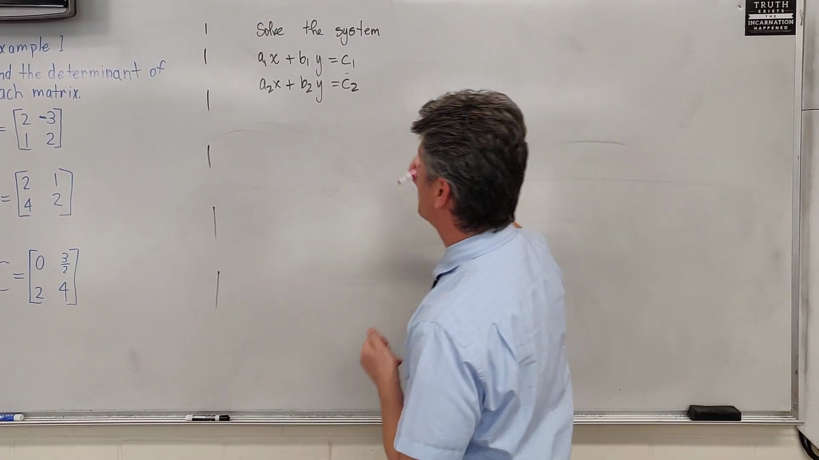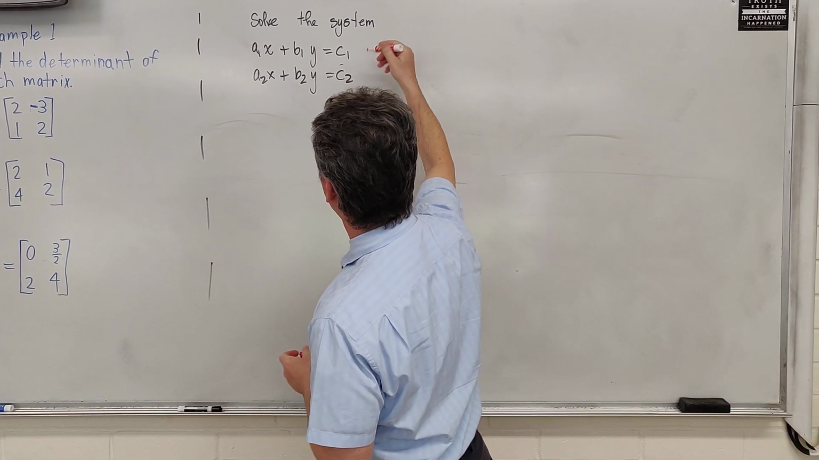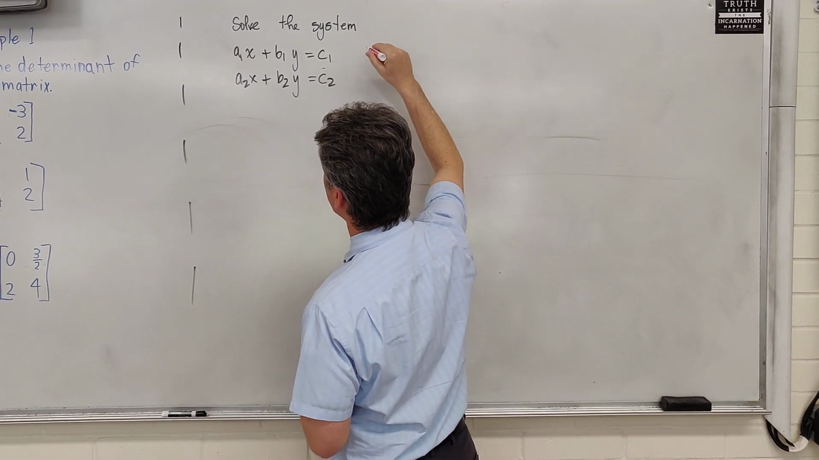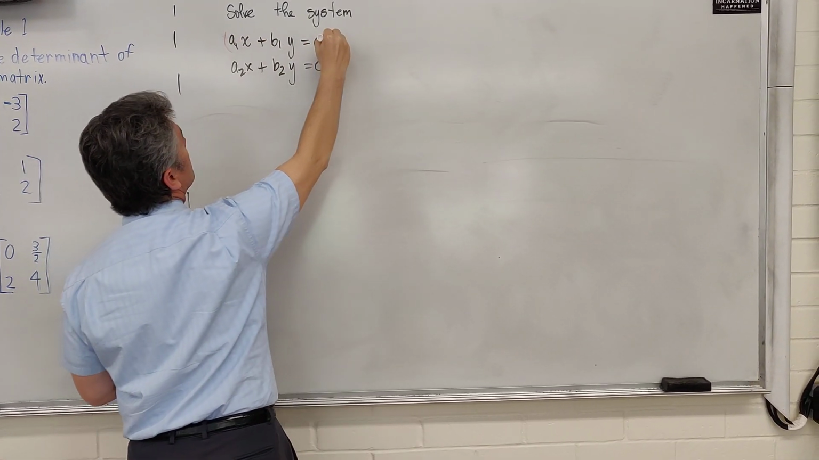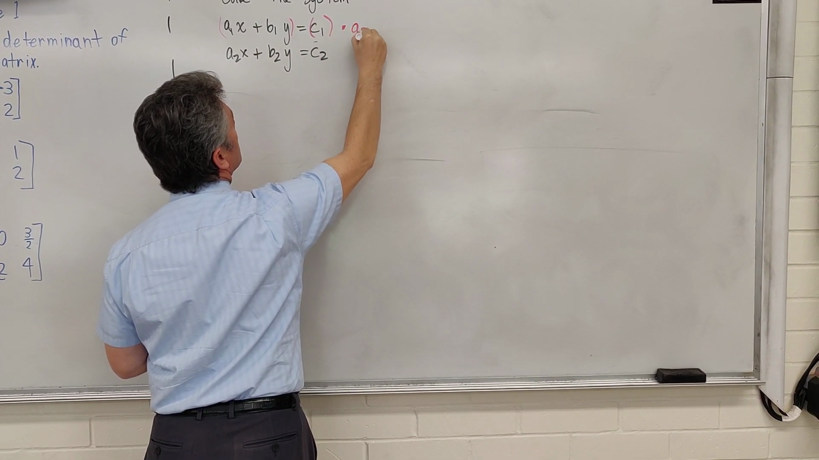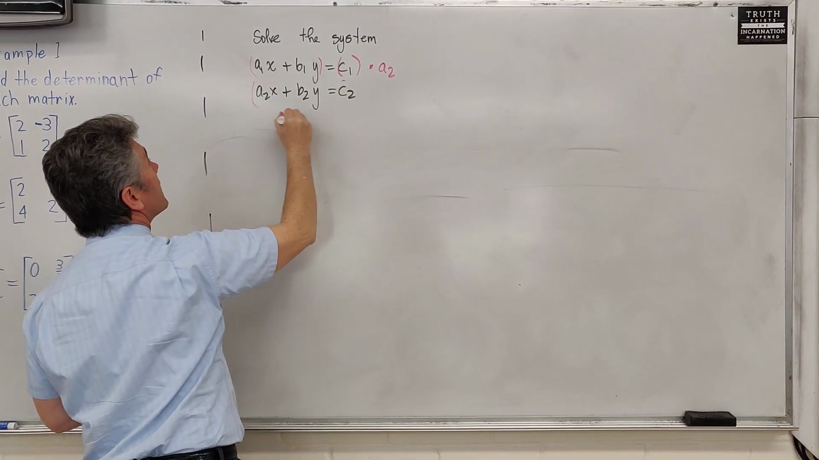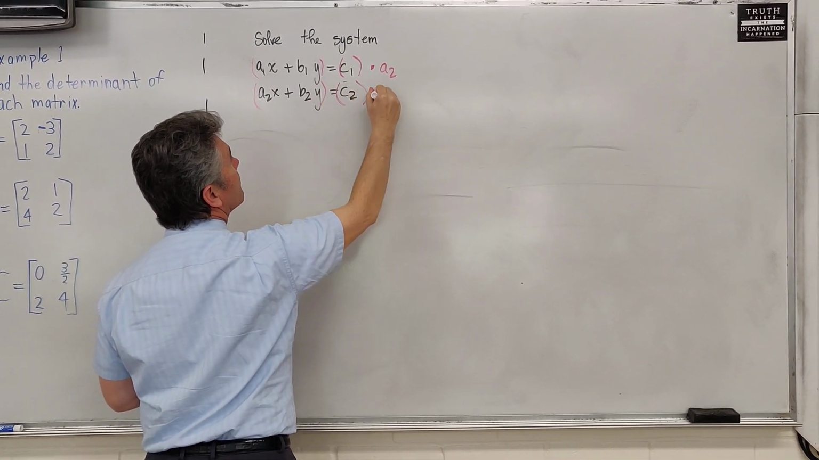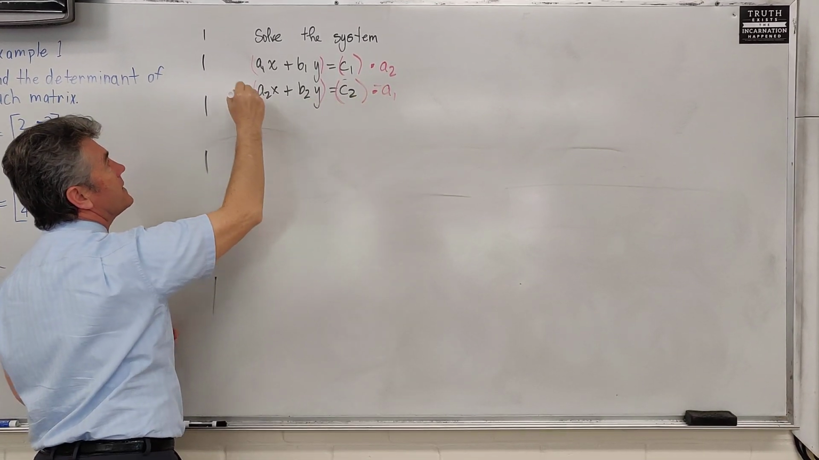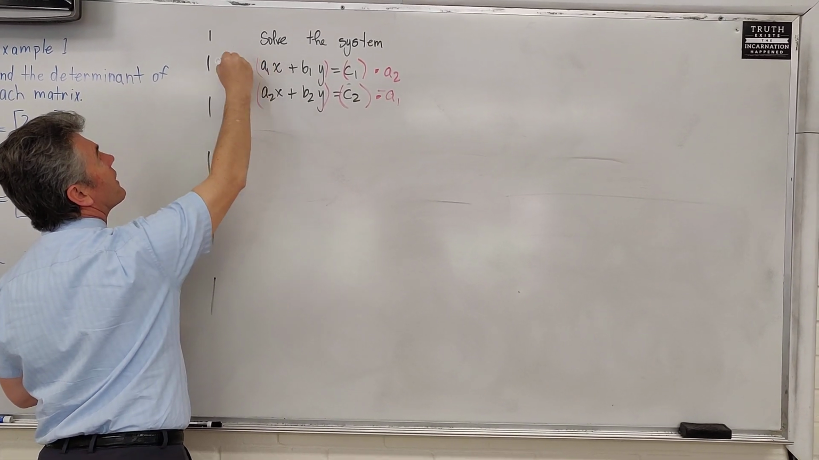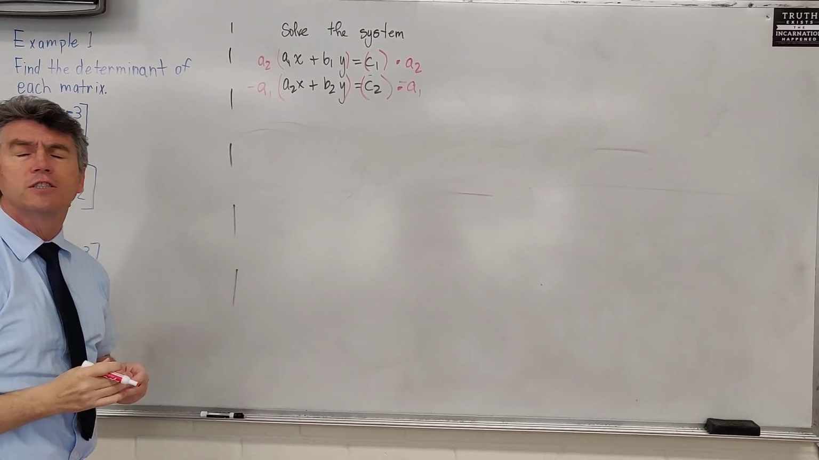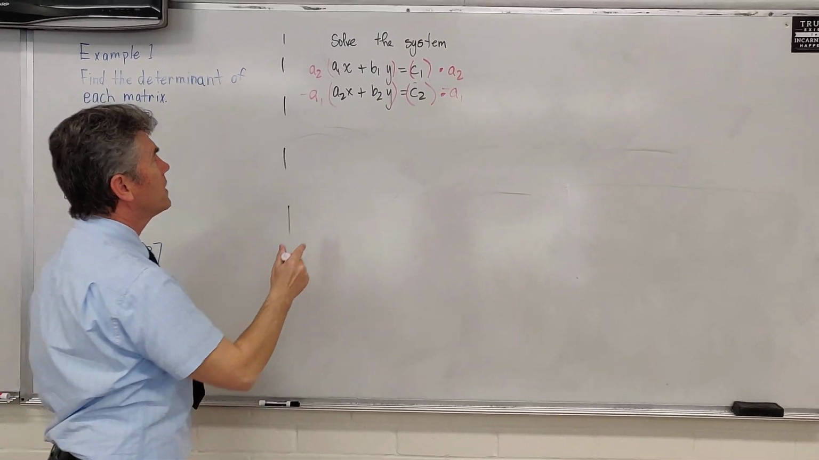What we're going to do is take the first row and multiply it by a sub 2. We're going to take the second row and multiply everything by a sub 1. Better yet, negative a sub 1. So regular elimination, something that you're used to since you were in algebra 1. Let's see what we've got.